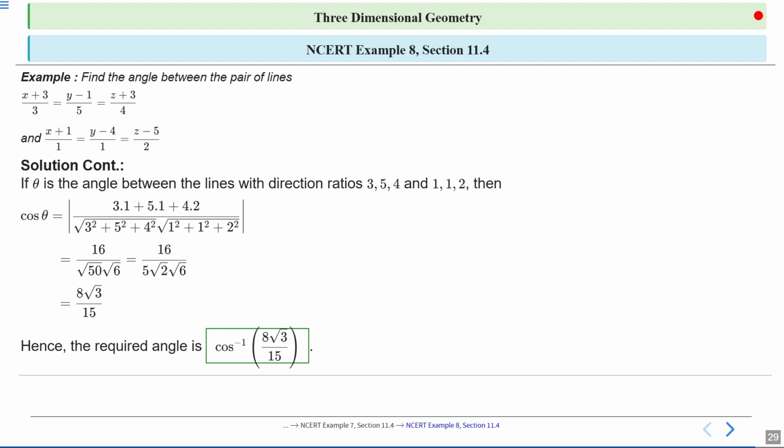So I hope this example is clear to all of you and you are getting my point.